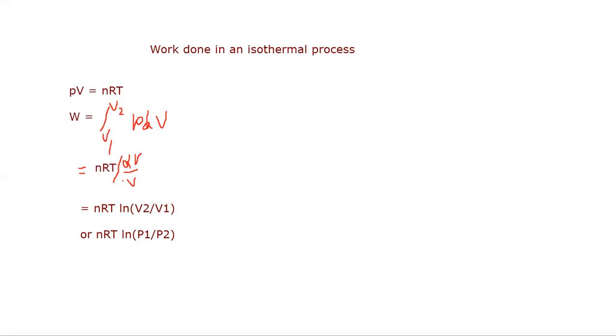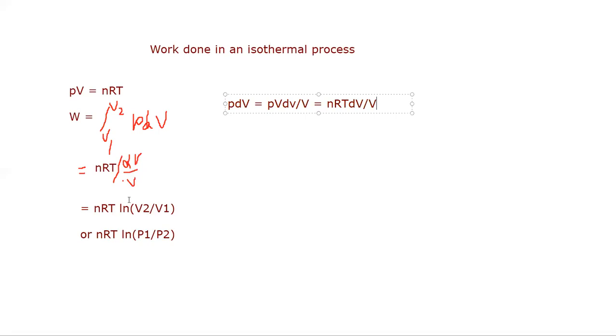Instead of P dV, we can write it as PV dV by V. We have multiplied and divided by V, in the numerator and the denominator, and PV can be written as nRT. Since R is constant, n is constant, and T is constant, instead of P dV we can write nRT dV by V. And since nRT is constant, we have taken it outside the integration sign and we have within the integration dV by V.